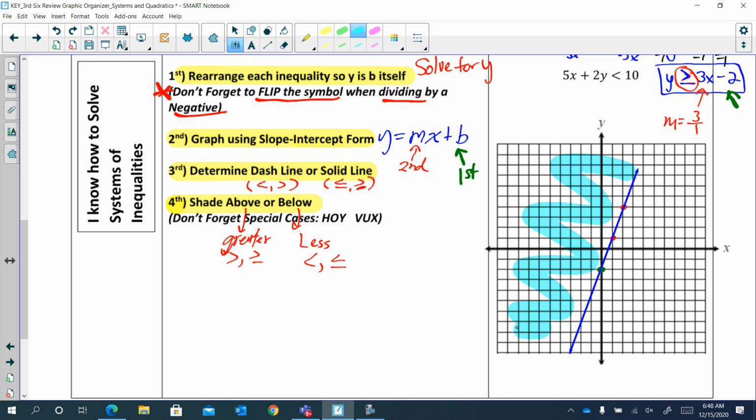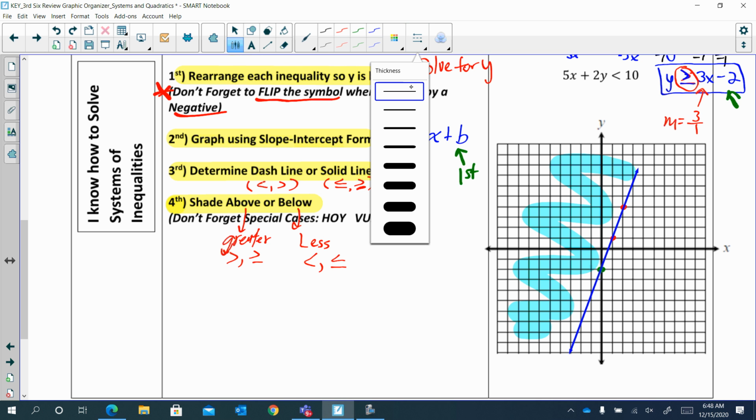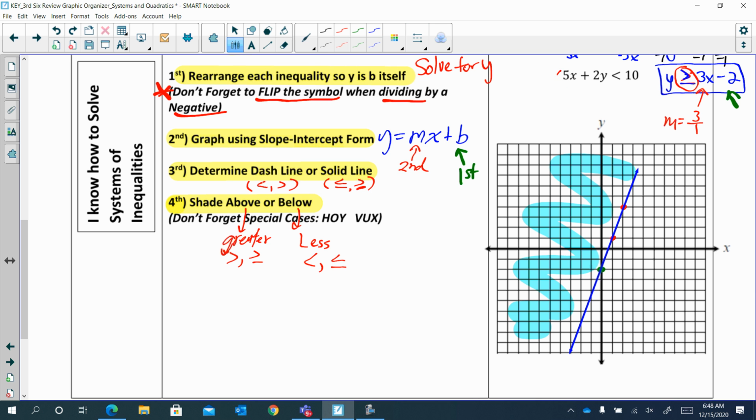Then we also have to solve for y for our second inequality. That one I am going to do in red. I need to move this x over, subtracting it. This gives me 2y is less than negative 5x plus 10. Then we divide everything by 2, so y is less than negative 5 over 2x plus 5.